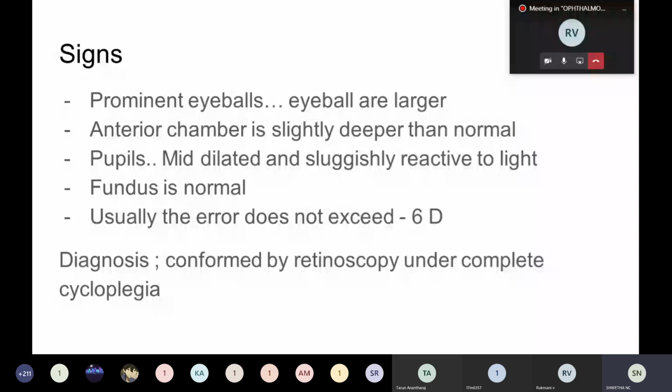And as I told you, in congenital myopia the diagnosis is confirmed by retinoscopy, and you have to always do a cycloplegic refraction, especially in myopics who are coming for the first time.